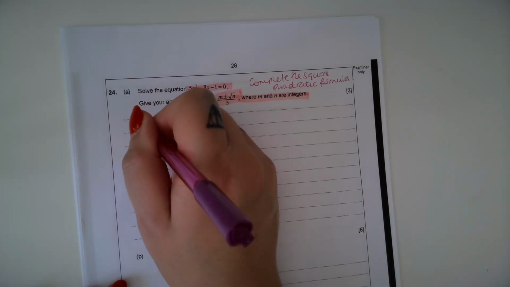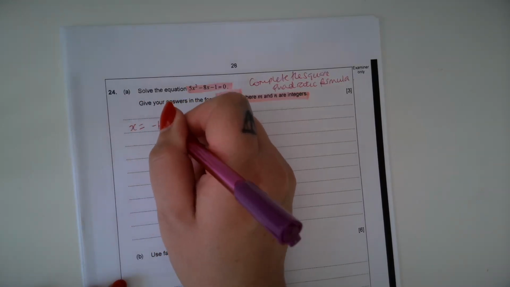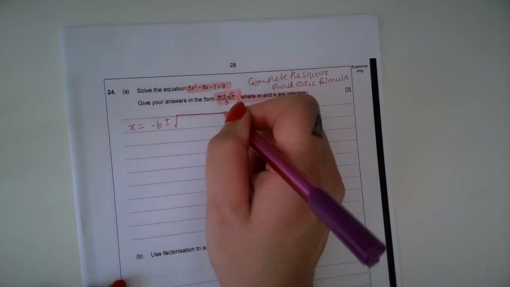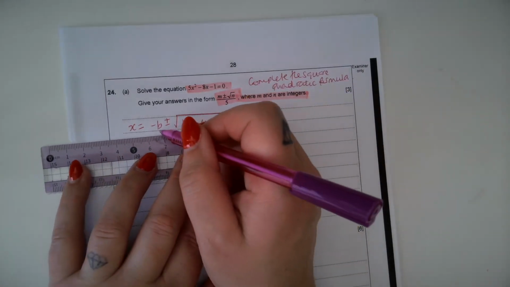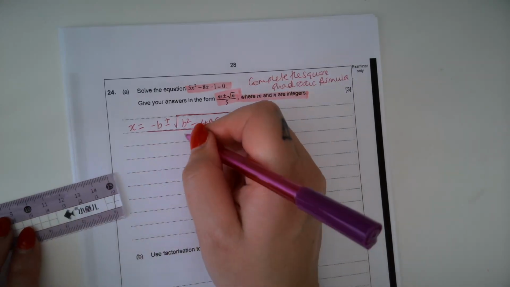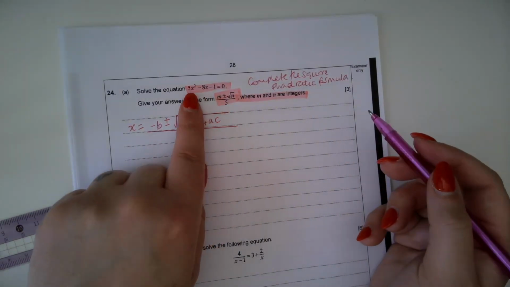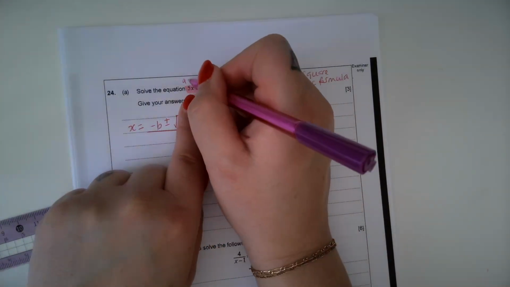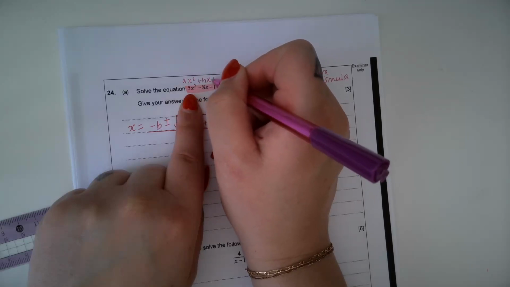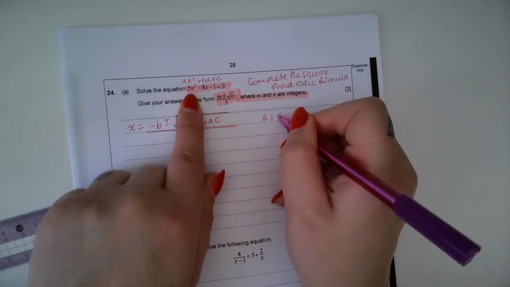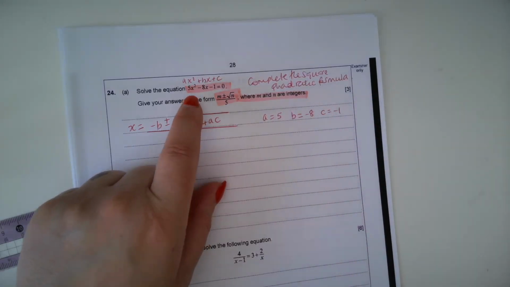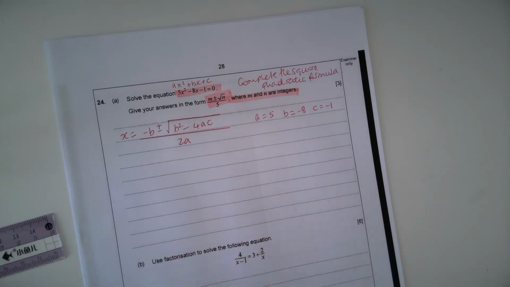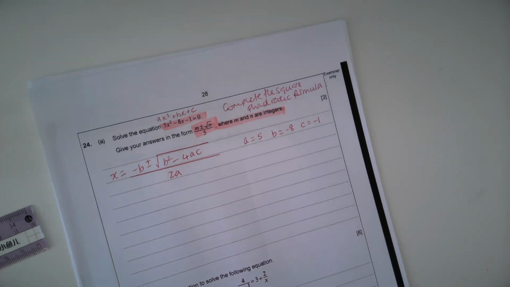So the quadratic formula is x equals minus b plus or minus the square root of b squared minus 4ac, and that is all over 2a. So when I look at this equation here in the form ax squared plus bx plus c, well, a is 5, b is minus 8, and c is minus 1. So they're the a, b, and c values that we're going to substitute into our quadratic formula.